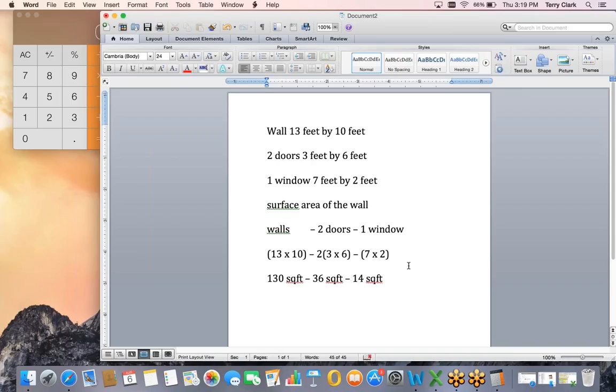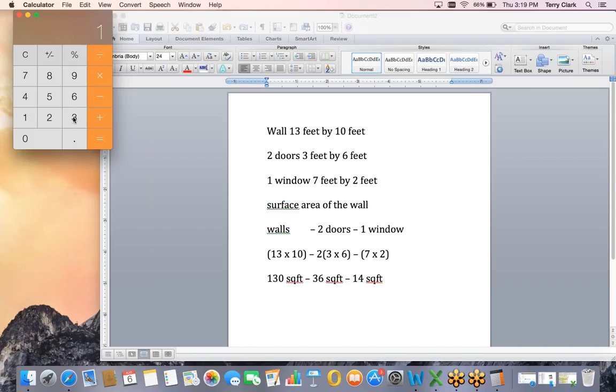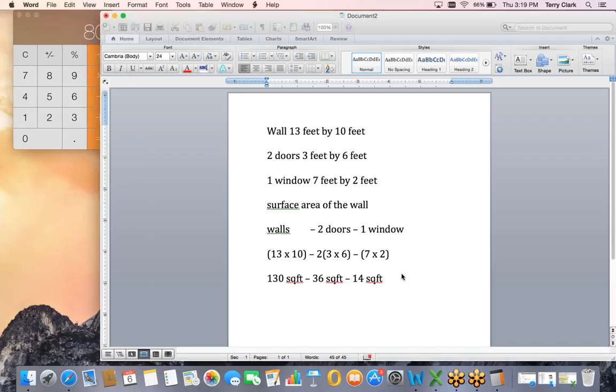But notice when I started the problem, I started it off with walls, subtract the doors, subtract the windows. So I started off with words. Then I translated the words to math. So I took out the words and I put in the numbers that represent those words. Okay. Now I do my math. I simply subtract. I go 130 minus 36 minus 14. And congratulations to everybody that came up with 80 square feet.